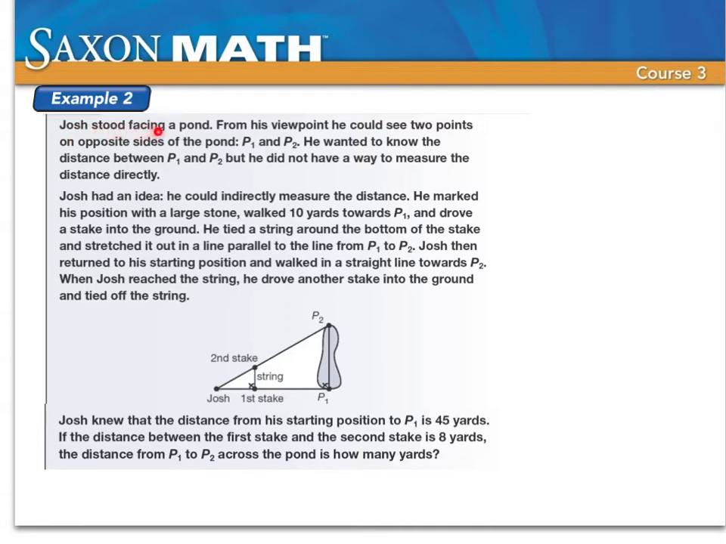It says Josh stood facing a pond. Okay, so here's Josh, and here's the pond over here. From his viewpoint, he could see 2 points on opposite sides of the pond.